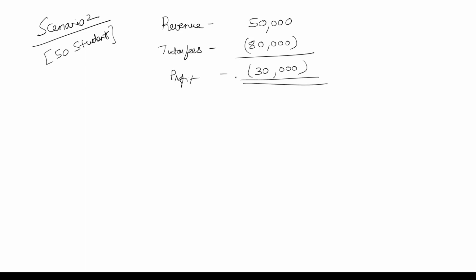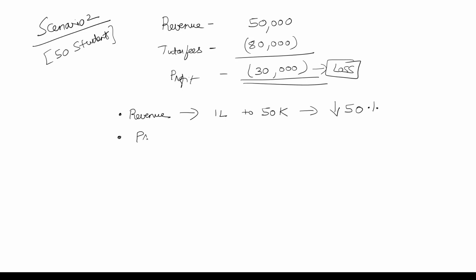What is this negative 30,000? Basically, it is a loss. Negative profit, this is a loss. So let us see what has happened. Revenue from 1 lakh became 50,000, 50k. So this is going to be a drop of 50%. So revenue has dropped by 50%.